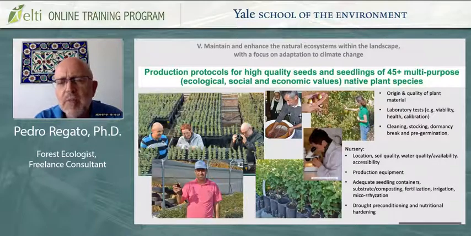So from the establishment of the nursery itself, looking at the location, soil quality, water quality, availability, accessibility of the area, making sure that the production equipment is reasonable and the really needed one, to avoid excessive investments in equipment that is not necessary, and to make sure that the production is in line with the climate conditions and the ecological features of the species to be produced.